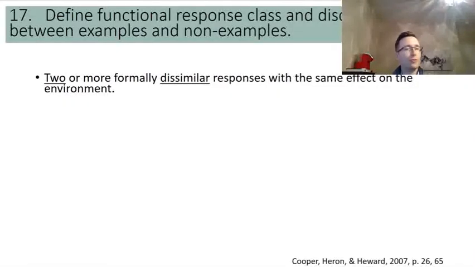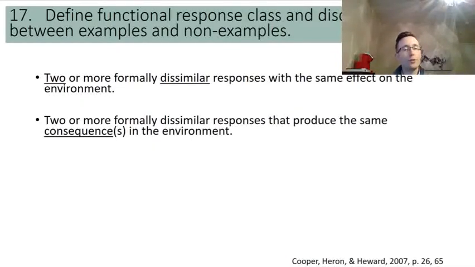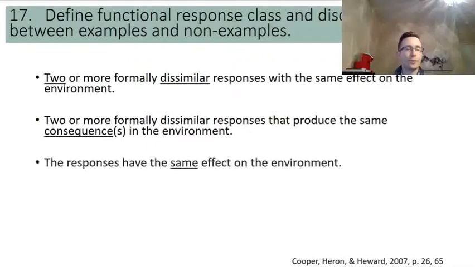Let's contrast that with functional response class and discriminate between examples and non-examples. So a functional response class consists of two or more formally dissimilar responses with the same effect on the environment. So you have two or more formally dissimilar responses, so they look different, but they produce the same consequence in the environment. I'm just saying this a little bit differently, but I'm saying the same thing. So the responses have the same effect on the environment. That's what's critical here.